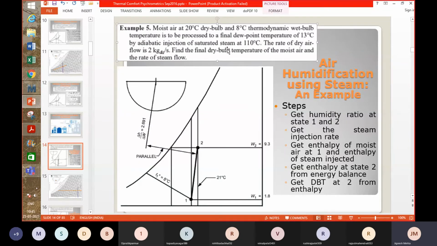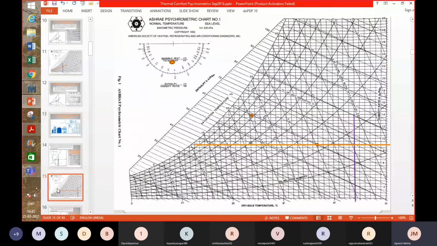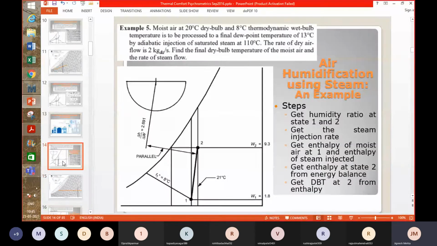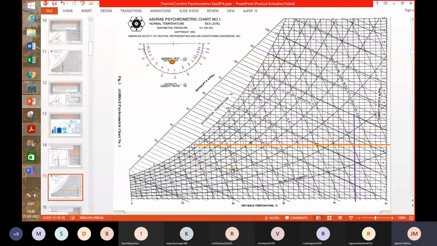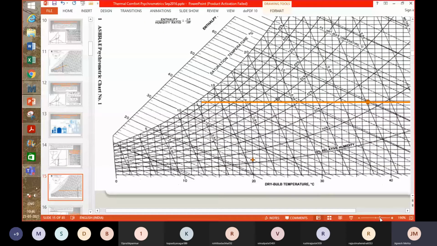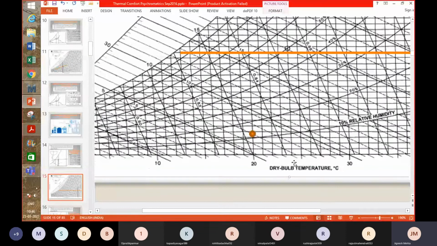So one of the conditions given is 20 degrees Celsius and 8 degrees Celsius, dry bulb and wet bulb. That's point 1 here. Okay, you can put it on the psychrometric chart. The conditions given are 20 and 8. So 20 degrees is the dry bulb temperature and 8 is the wet bulb. So 8 is here. This is 10, this is 9 and this is 8, right? So you can see it is quite low on the psychrometric chart. It means humidity ratio is very low. The outside air is having very low humidity ratio.